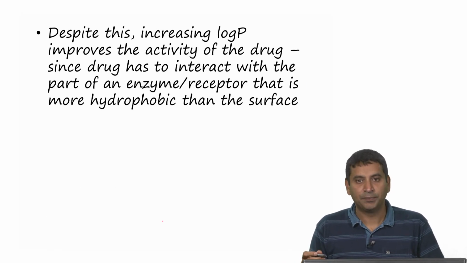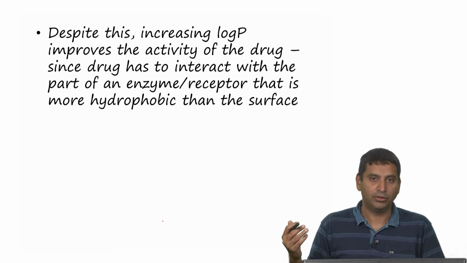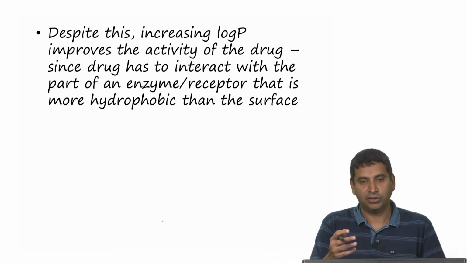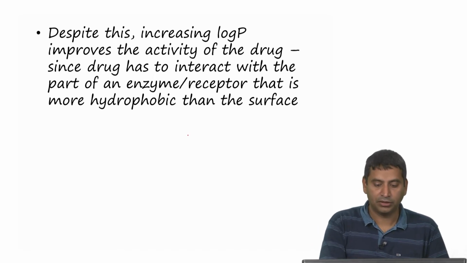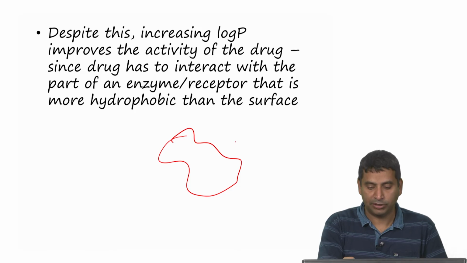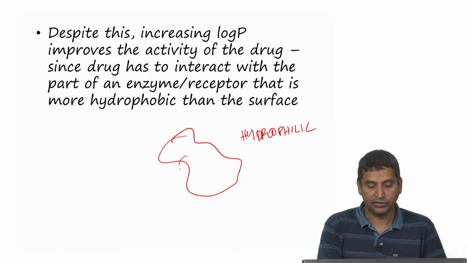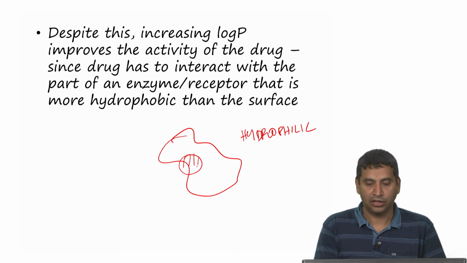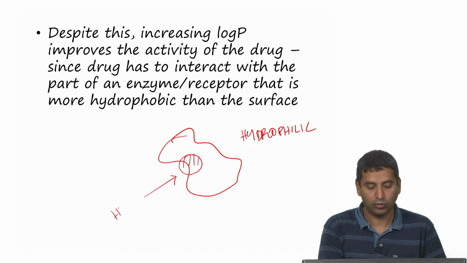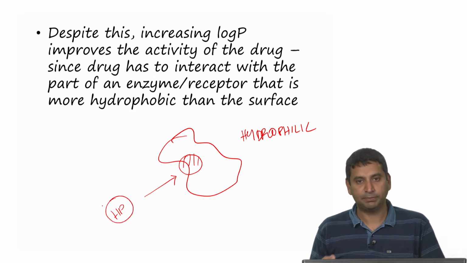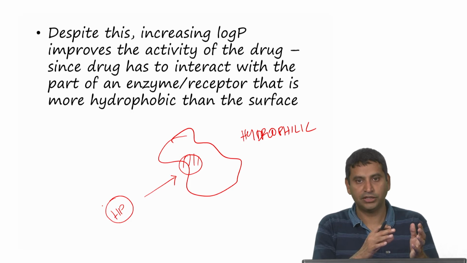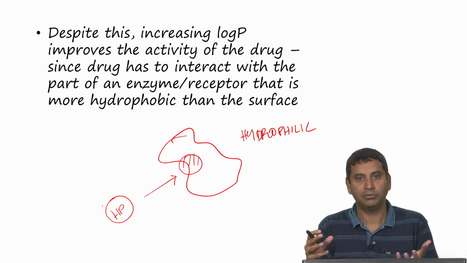Second thing is that if you improve the logP of the molecule, clearly it improves the activity of the drug, and there are other examples of this, but the drug has to interact with the part of the enzyme. Let us say there is an enzyme, and the enzyme or receptor typically, as we have studied before, has a hydrophilic exterior and a more hydrophobic interior. So, let us say this is the surface at which it has to react. Now, the drug has to come and interact over here, and therefore, this would be hydrophobic. Therefore, one would expect that the more hydrophobic the surface, the better it is interacting with the enzyme or receptor.